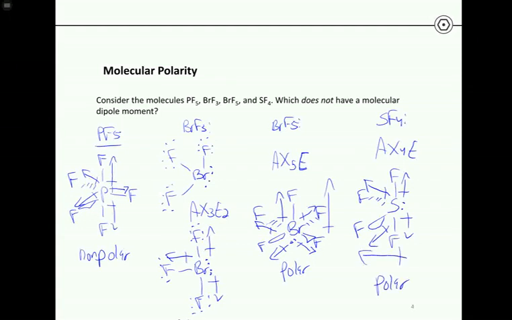So of these 4 molecules, the only one that does not have a molecular dipole moment is going to be PF5. That's the answer choice we wanted to pick. So all the rest have 1 or more lone pairs.